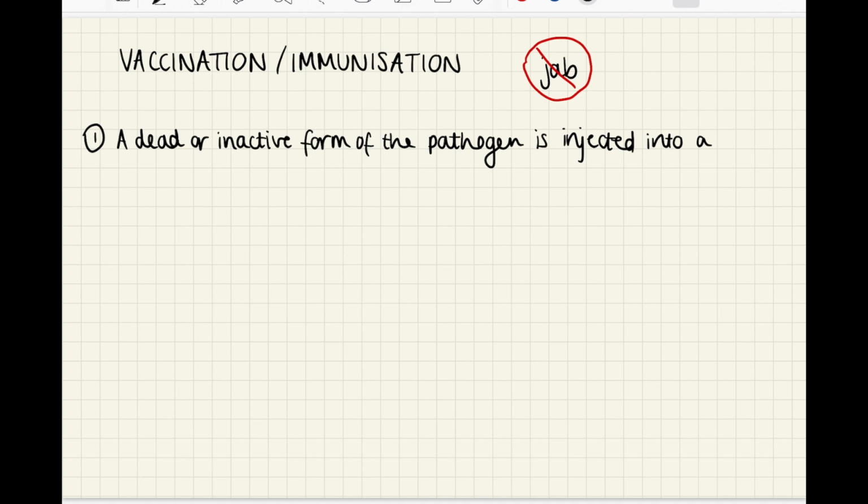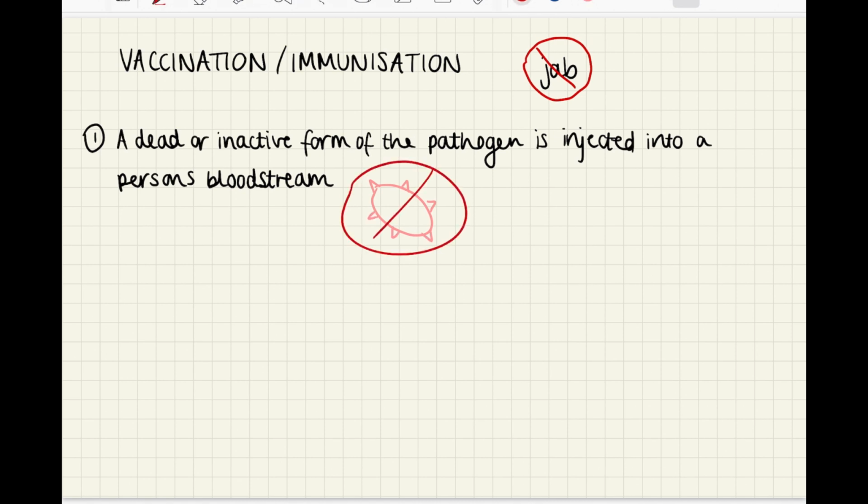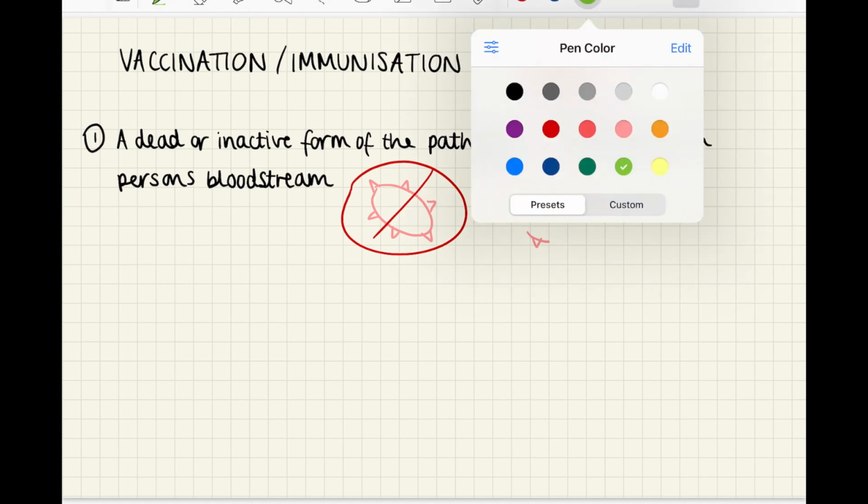So the first step of a vaccination is to inject a dead or an inactive form of the pathogen into a person's bloodstream. So we don't inject the whole virus or a live version of the virus because that would make you ill. It would be able to replicate inside your body, and it would make you feel unwell as you were trying to fight it off. So instead, you think of it like fragments almost, if you like, of the pathogen. And that way, injecting it into your bloodstream doesn't make you feel unwell.